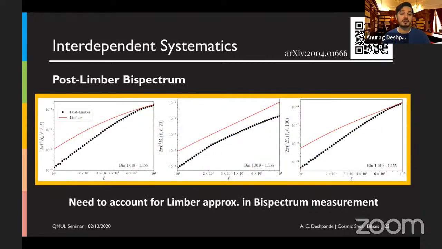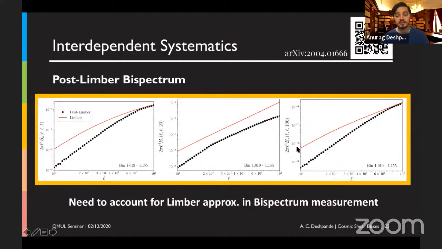So the first thing that we did is we just computed the post-Limber bispectrum. What we found is that essentially, if any side of the bispectrum triangle, so if any of the L modes that you're using, is less than 100, then you will need to take into account this post-Limber part. What you're seeing here on the left is an equilateral configuration for the bispectrum. That means all the sides are the same, so all 3 L modes are equal. That's what's going on here. And again, you see that above around 60, the Limber approximation works great.